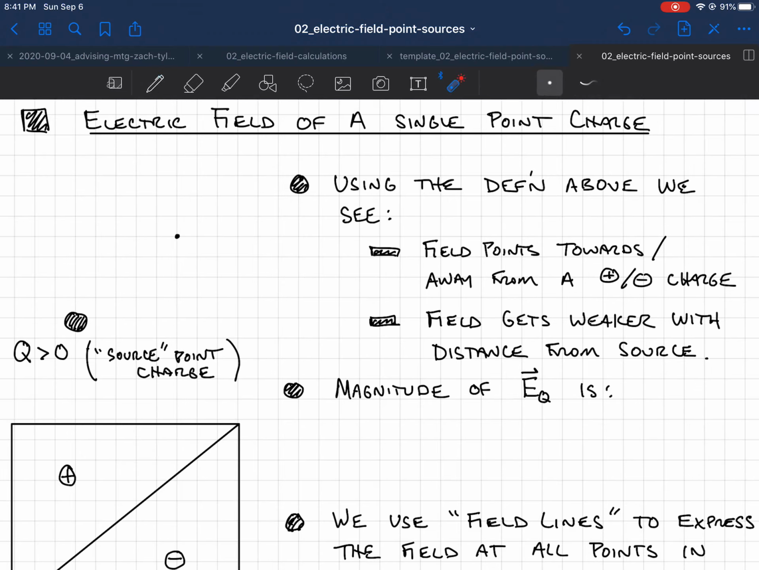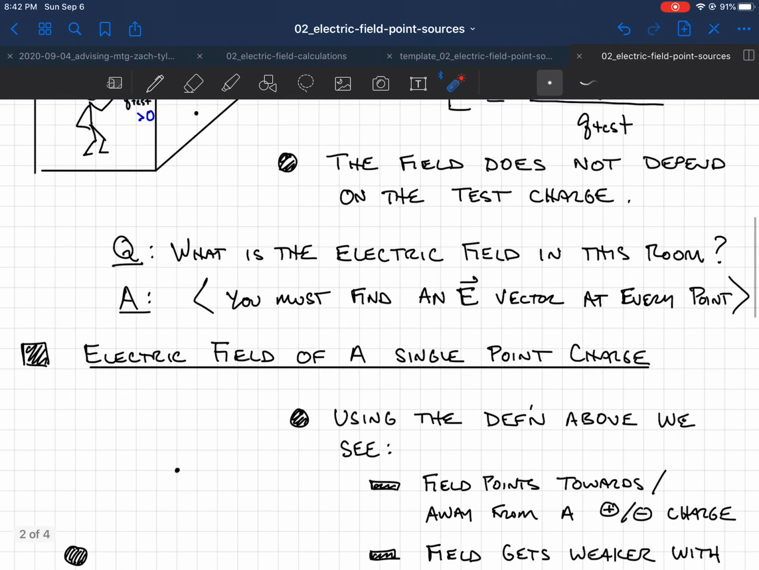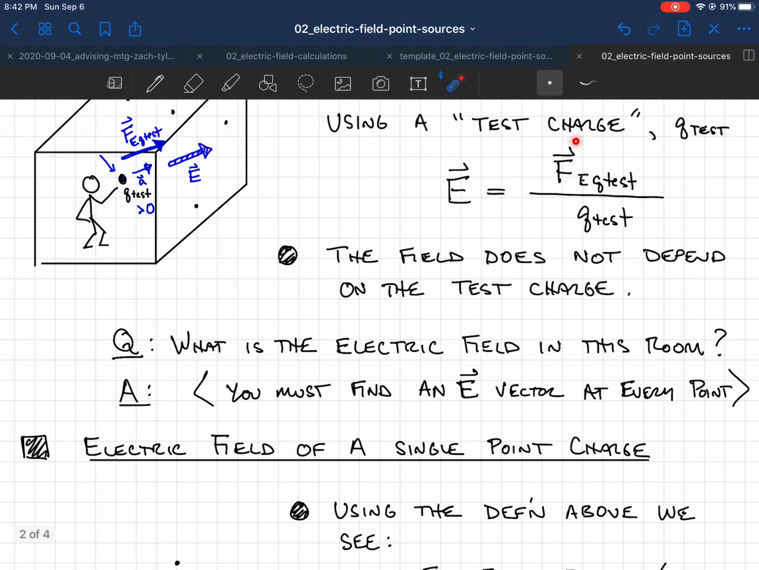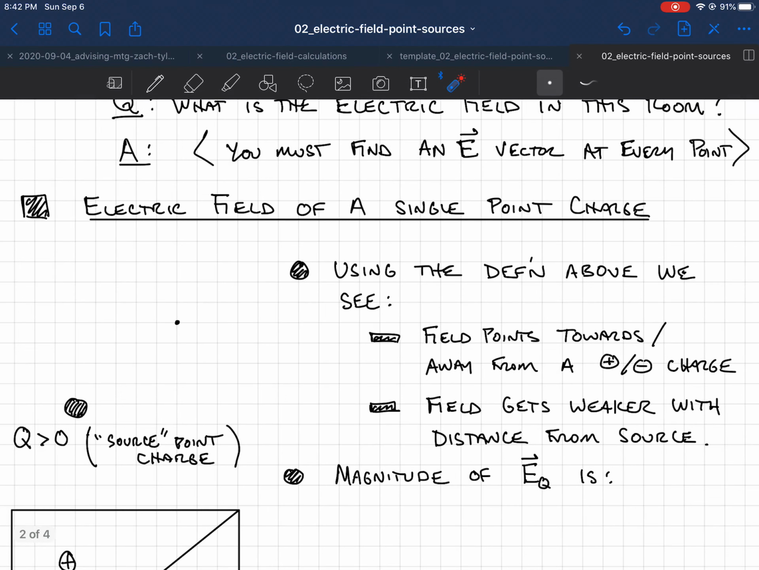If I take my test charge and place it here, and this is positive, then I know that a positive test charge will be repulsed by a positive source charge. That's just Coulomb's law. So I know the force observed would be directly away. But because of my definition here, if the force observed is directly away, then the electric field should also be directly away. So there should be an electric field vector at this point which points exactly away from my source charge. That's the electric field at that point.